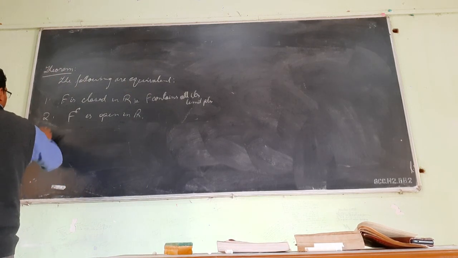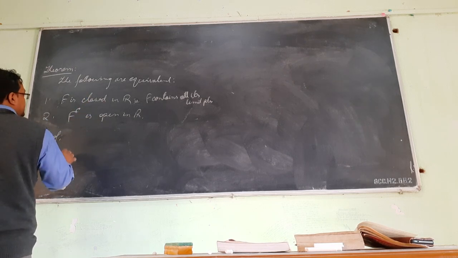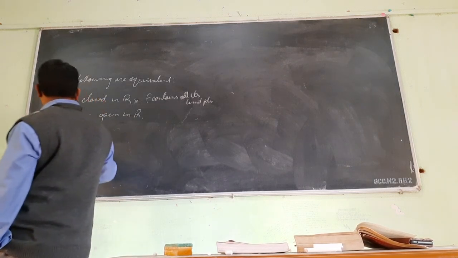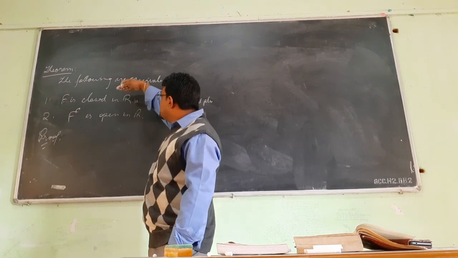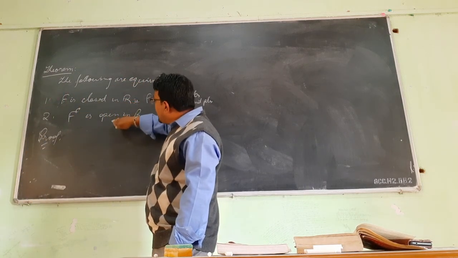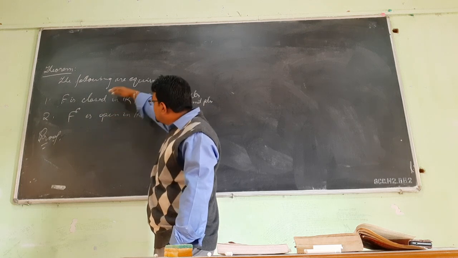So let us try to prove it. How to prove this type of thing? There are two parts. You have to assume this and show this. And another part is you have to assume this and then show this.